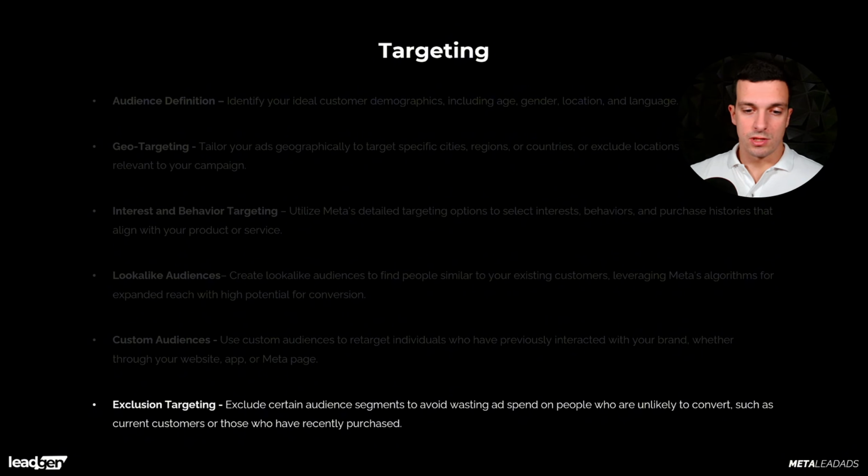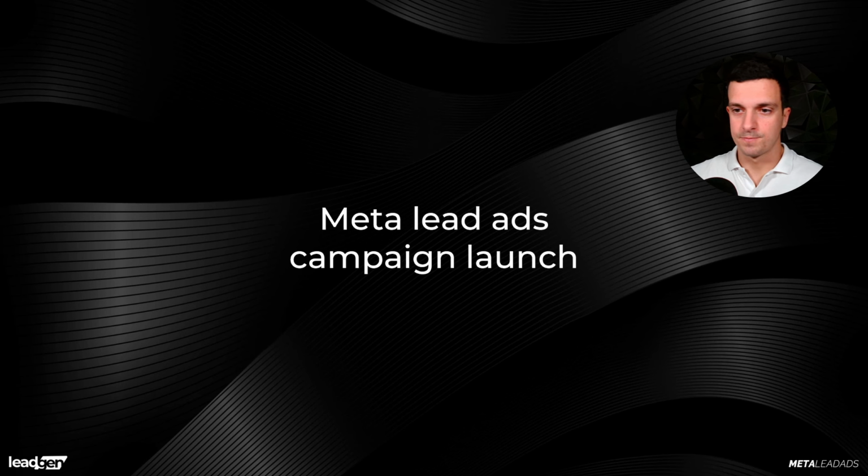Speaking of it, exclusion targeting: exclude certain audience segments to avoid wasting ad spend on people who are unlikely to convert, such as current customers or those who have recently purchased. So when we create these kinds of custom audiences, we're going to exclude them. Let's say we are running the lead gen campaign. We will create a custom audience of people who filled out the form, and we don't want to show the ads to someone who filled out the form, right? Because we are just bothering them, and we are spending our budget not the right way. So I'm going to teach you how to do that.